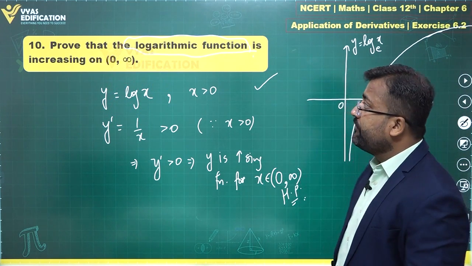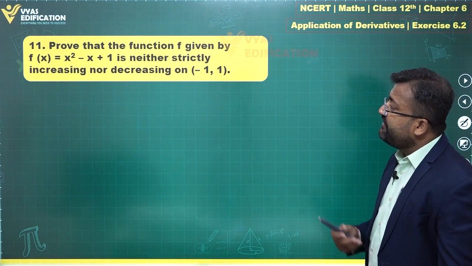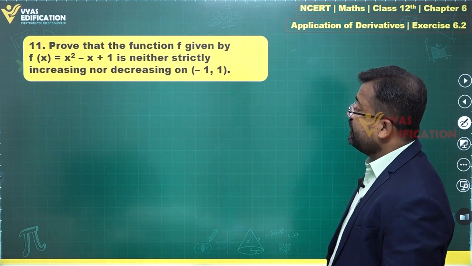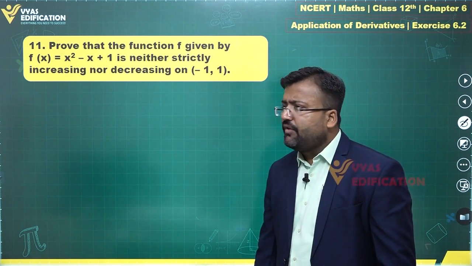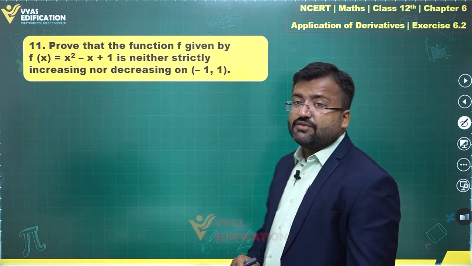Let's move on to the next one. Question 11 says, prove that the function f given by f(x) equals x square minus x plus 1 is neither strictly increasing nor decreasing on minus 1 comma 1. Let's check the function, right? x square minus x plus 1.